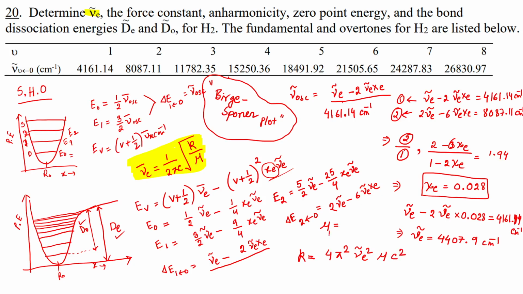So your mu for hydrogen, how much? 1 into 1 by 2, half, 0.5 AMU, right? And that is 1.66 into 10 to the power minus 27 kilogram, right? I was going a little wrong here. Minus 27. So this is in kilograms.